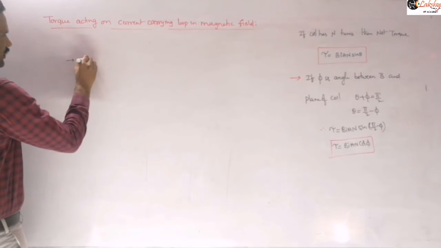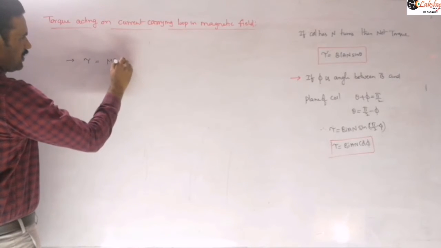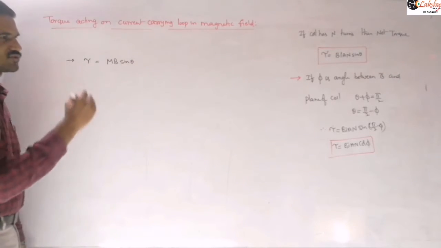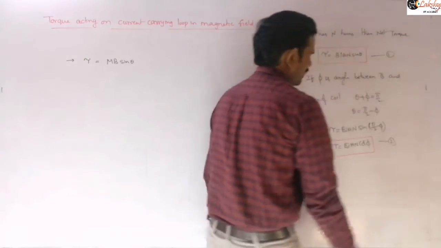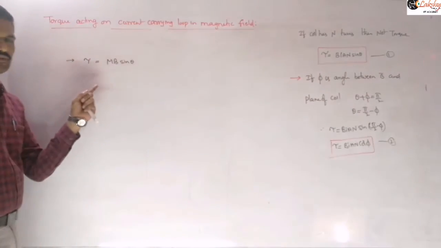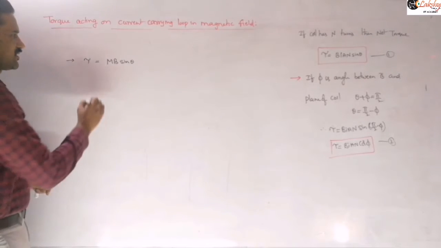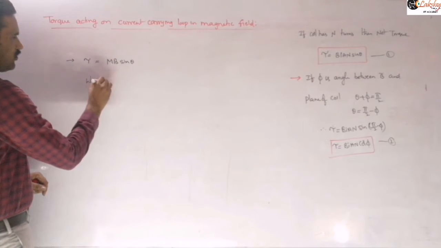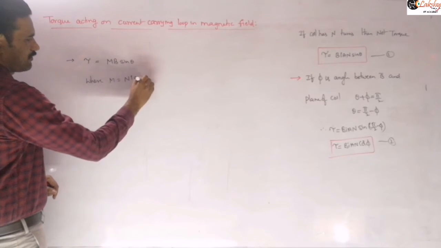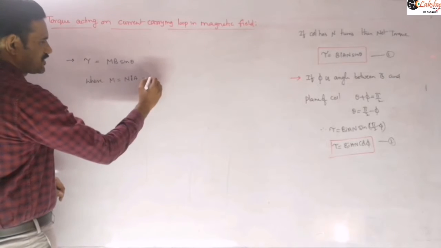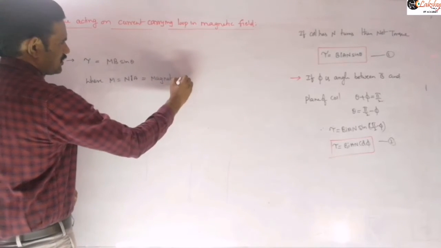Now this torque can also be expressed as mB sin theta. Just mention that this is equation 1 and this is equation 2. Equation 1 can also be expressed as mB sin theta, where m is equal to NIA, and this value is actually what we call the magnetic moment.